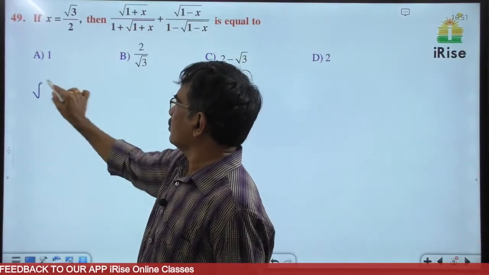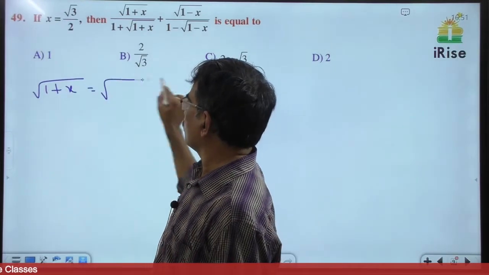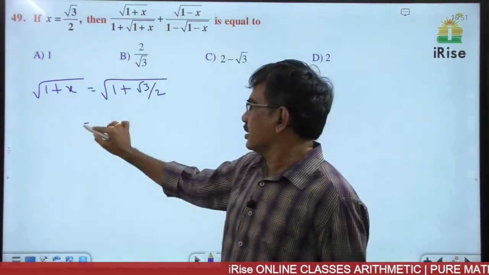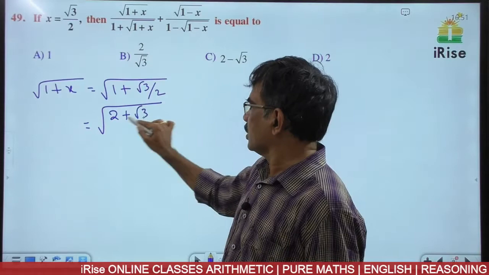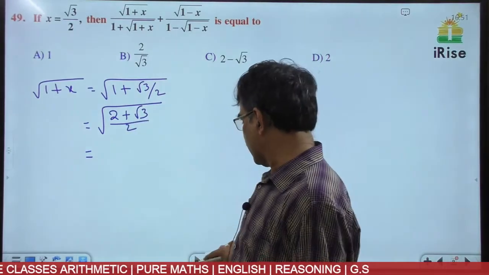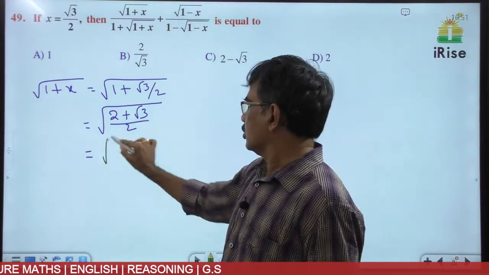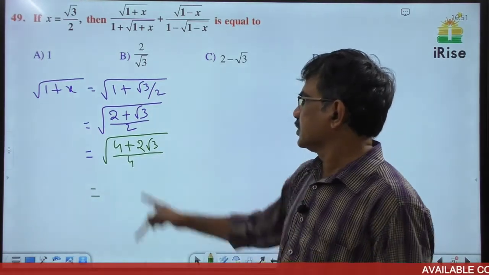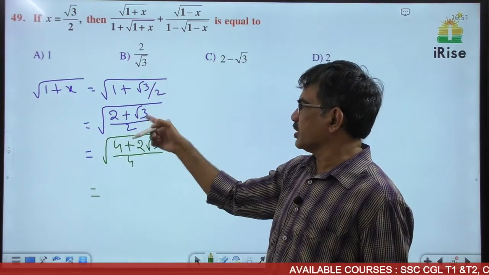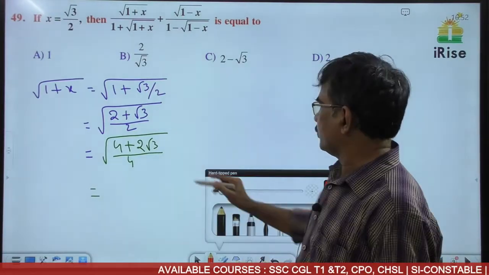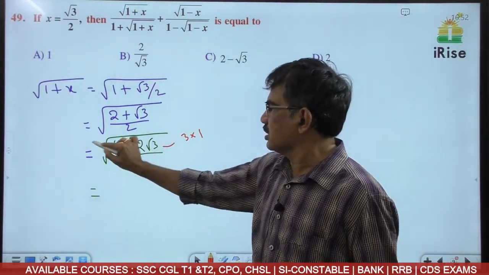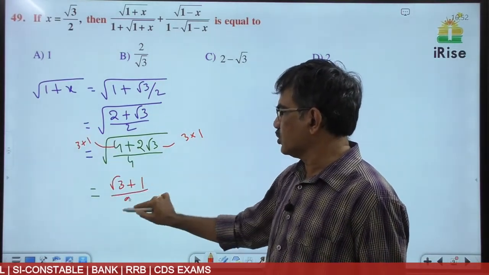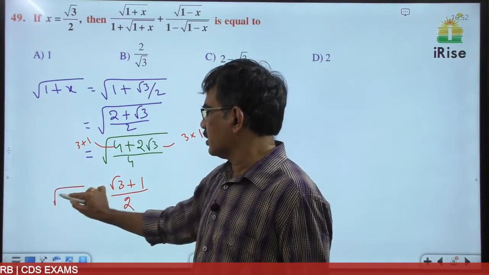X is given. First I want to find root of 1 plus x. Nothing but root of 1 plus root 3 by 2. This can be written as root of 2 plus root 3 by 2. Just multiplied and divide. Then this can be written as root of 4 plus 2 root 3 by 4. 2 in plus 2 multiplied by 2, this becomes 4 plus 2 root 3. Here, this is 3 into 1 and this is 3 plus 1. So numerator is root 3 plus 1 by root 4 is 2. This is root of 1 plus x value.